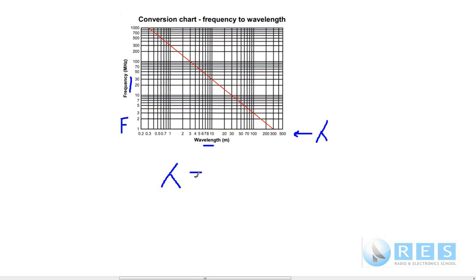So wavelength equals 300 divided by frequency in megahertz. Very useful equation to remember if you're interested in building antennas. So that's the relationship between those two sides. You can actually use that equation if you want to, or you can just, and it's probably safer to rely on using the chart in your assessment.